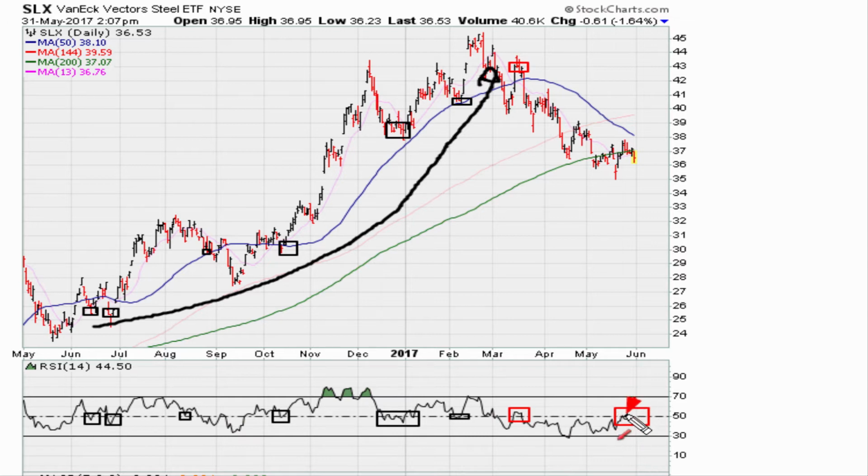Looks like double rejection at the RSI 50 level for these highs, suggesting that now more than likely this trend in the steel sector continues to be pointing and favoring the downside.